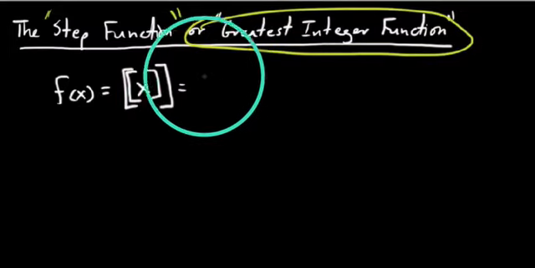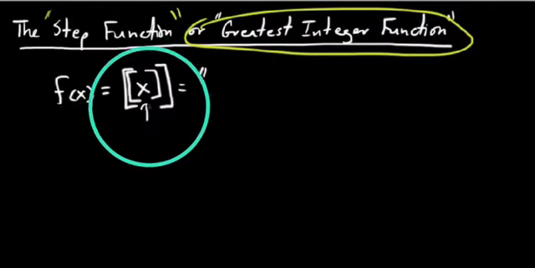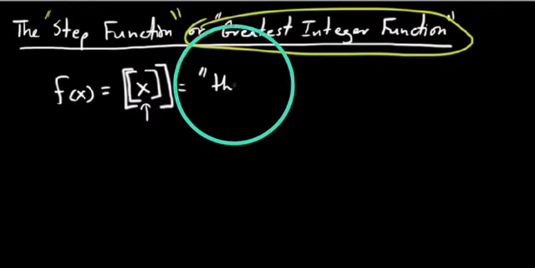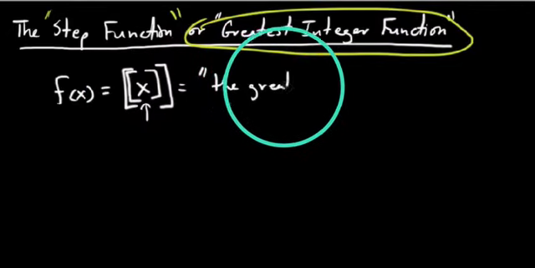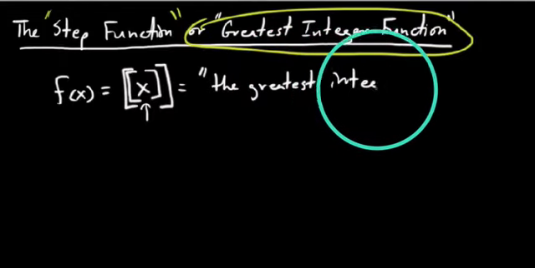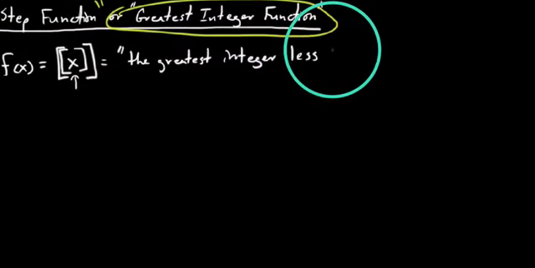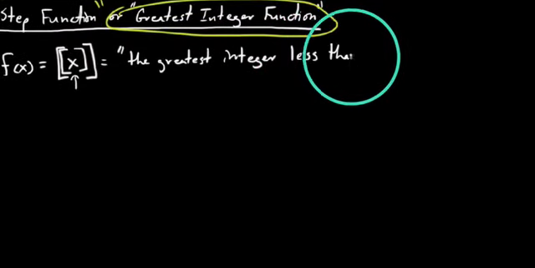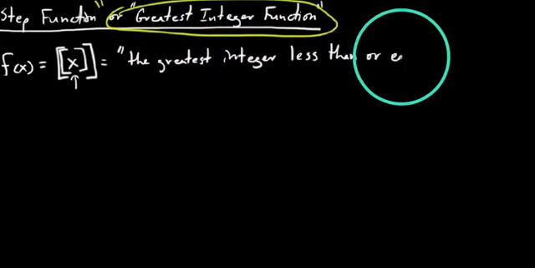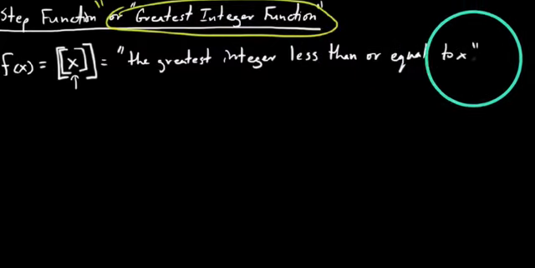The way we want to read this is, f of x, our function value at this x value, is equal to the greatest integer less than, this is important, or equal to x. Groovy? So this is how we read this function.